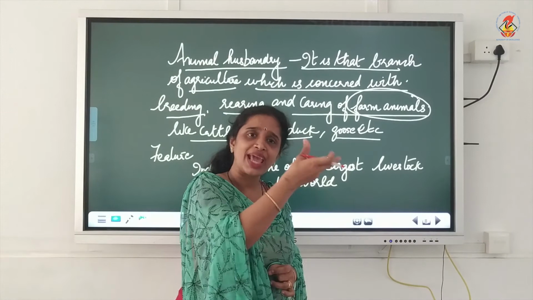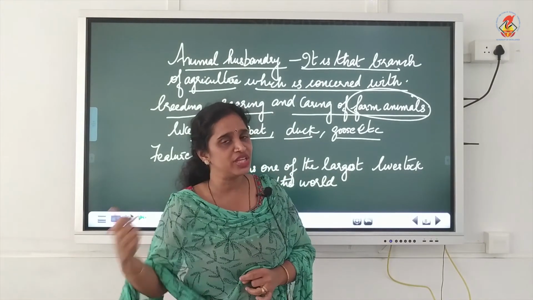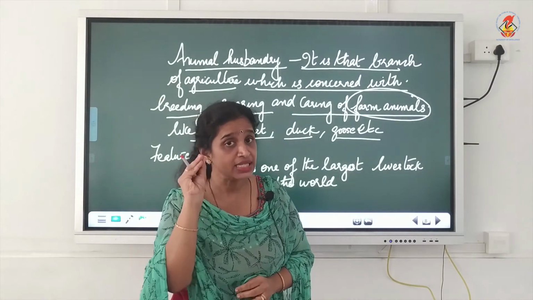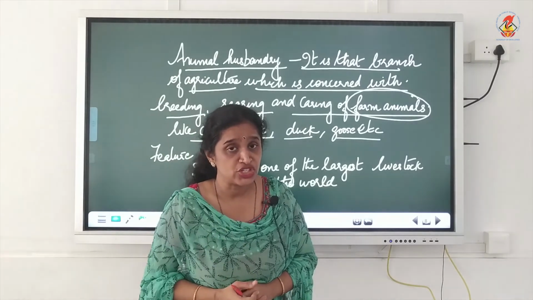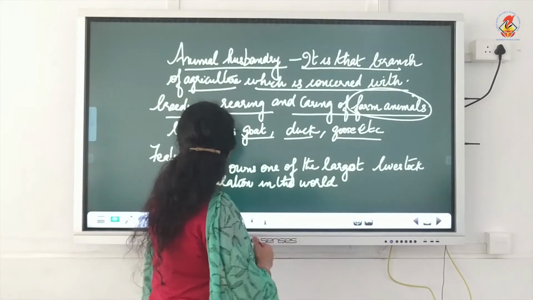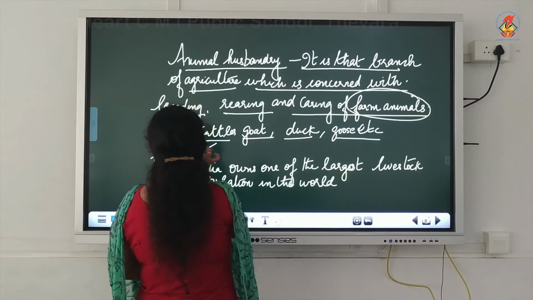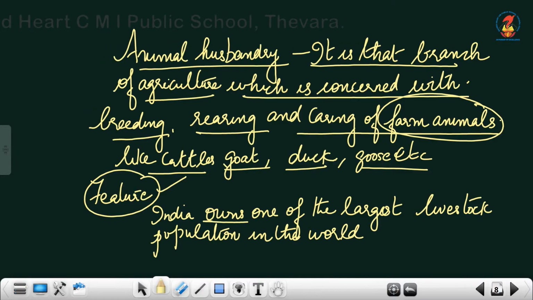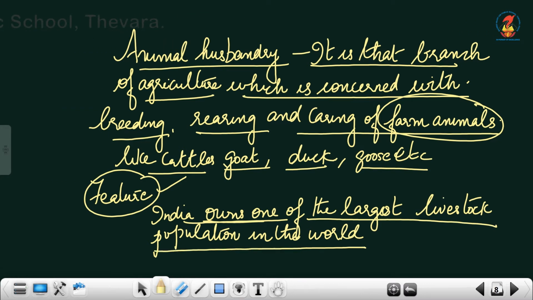So, remove those excess people in the farm areas to these non-farm activities. That is meant by the diversification of productive activities. Now, in India, the feature of animal husbandry. In India, India owns one of the largest livestock populations in the world.